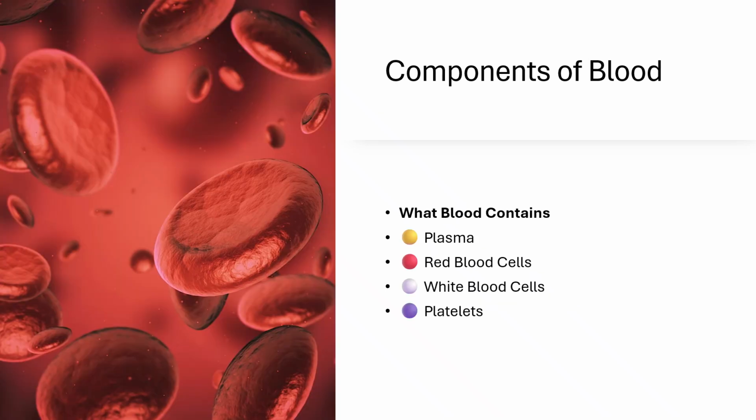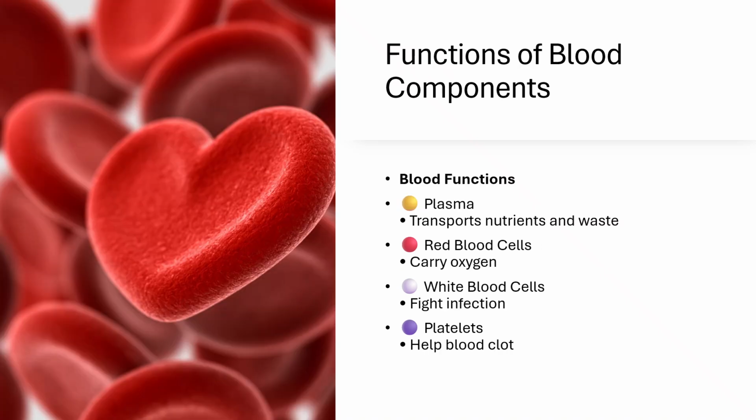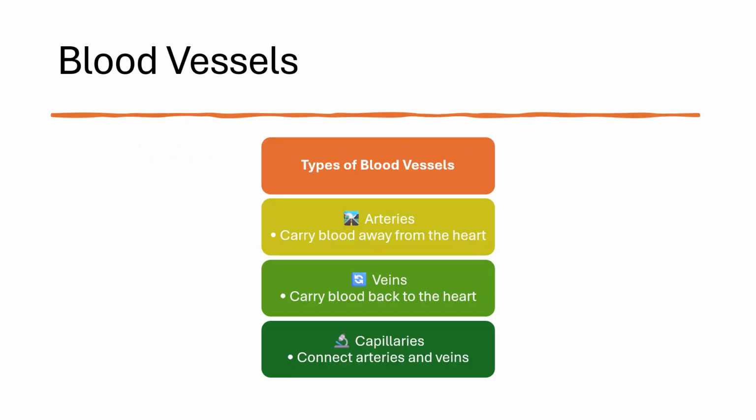Blood is made up of plasma, red blood cells, white blood cells, and platelets. Each component has a specific function in the body. Plasma transports materials. Red blood cells carry oxygen. White blood cells defend against disease. And platelets help stop bleeding. Blood flows through arteries, veins, and capillaries to reach every part of the body.